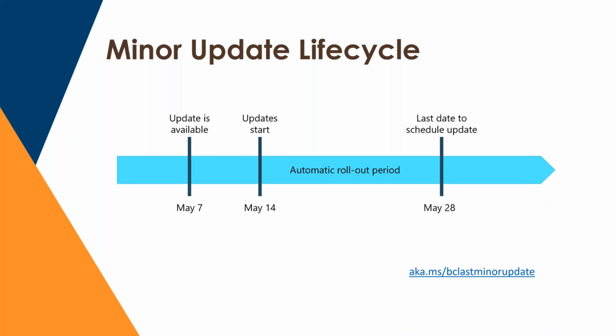But to see what's available on Microsoft's minor updates, you can go to aka.ms/BC last minor update, and it will provide the latest updates that are part of the rollout of a minor update.